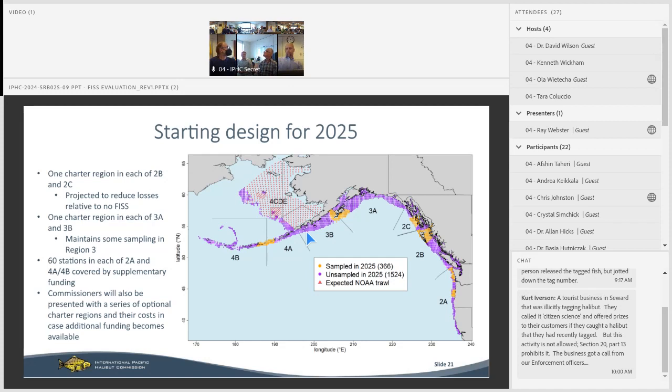But something like this, which is 60 stations, we tried to get that fished a couple of years ago as 30 stations, and we did. That just wasn't a viable package for getting bids on this. 60 stations seems to be a good value. Likewise, down here in 2A, we consider this as one charter region of 60 stations as well.